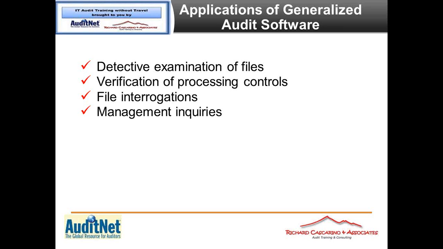I can verify processing controls. If I know that this is the way that a discount is supposed to be calculated, I can use my audit software to calculate the discount in that way and then compare it to the discount that's on file and say, are they different? Show me any that are different. If so, I want to know why this isn't adding up correctly. I can do file interrogations and simply say, show me the high value items, show me the high risk customers, show me the high volume customers.